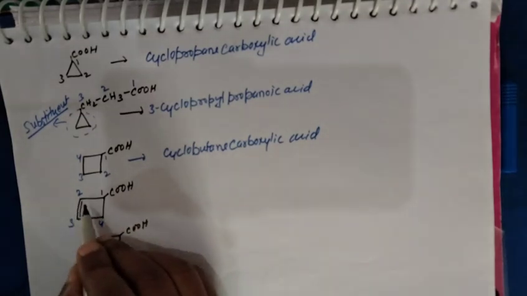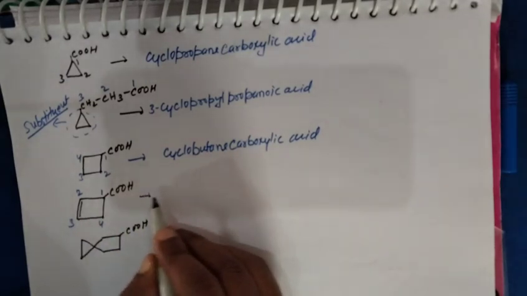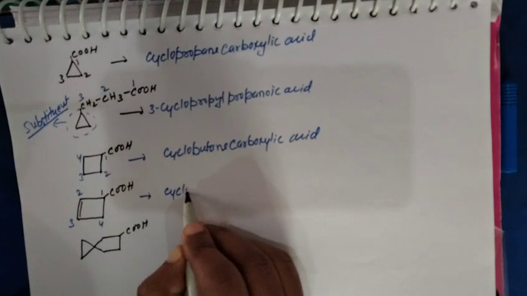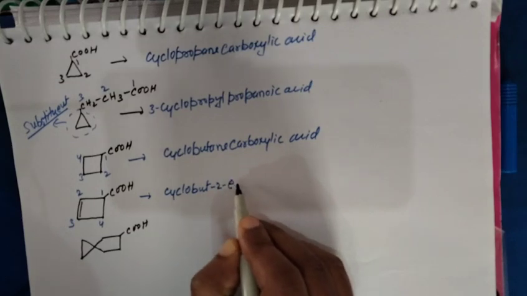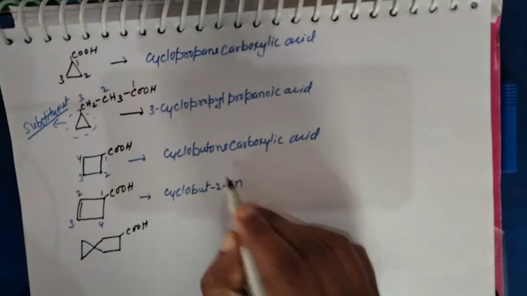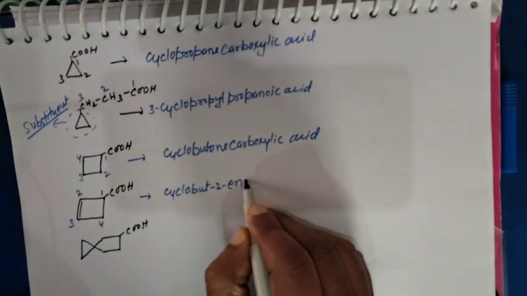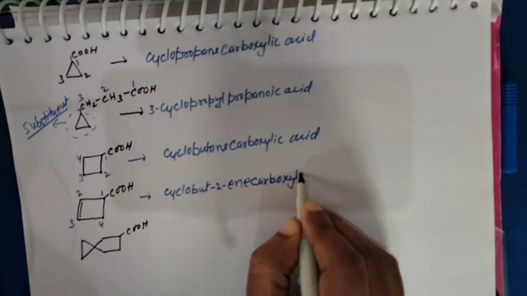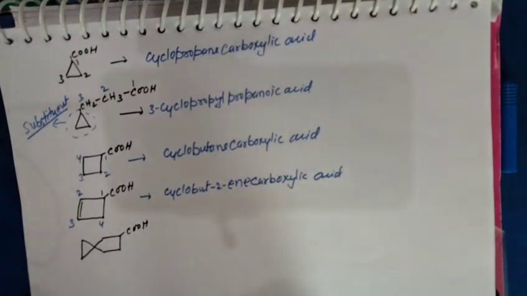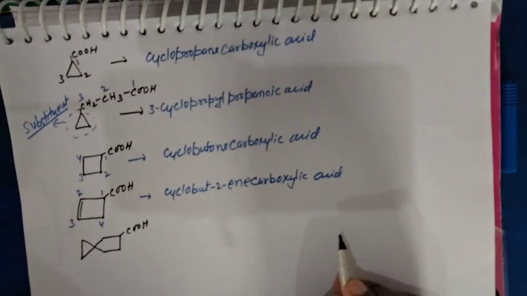And here at the second position, what is there? A double bond. So we can write cyclo for 4 carbon, but, and we can write 2-ene. Cyclobut-2-ene carboxylic acid. Okay, so this is the name.